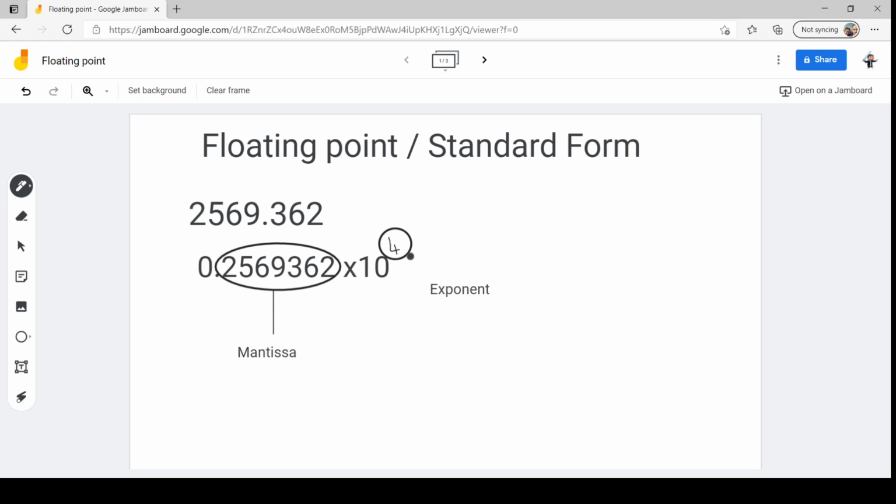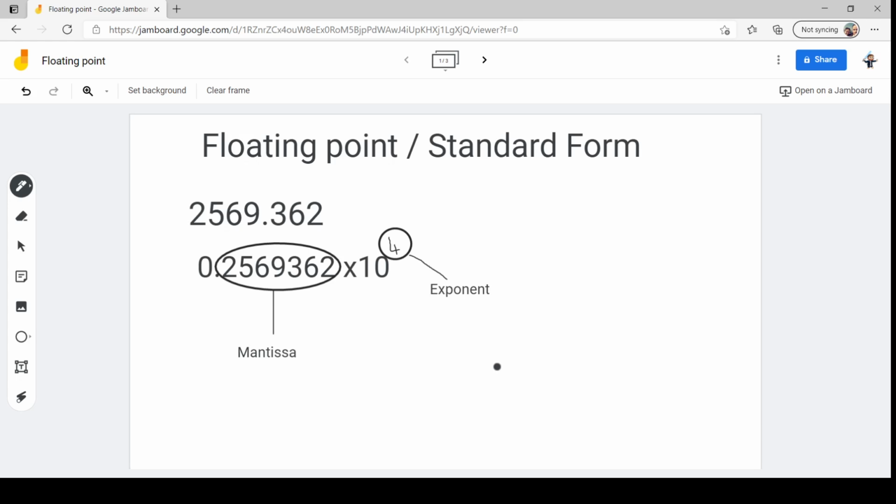So you could be asked what two numbers make up a real number or a floating point number in a computer system, and the answer would be the mantissa and the exponent. You could be given a number like this, and you would have to identify the mantissa and the exponent, in which case you would write down the number without the decimal point, and then how many spaces the decimal point is moved.